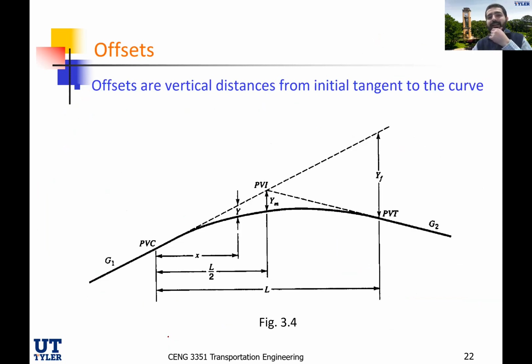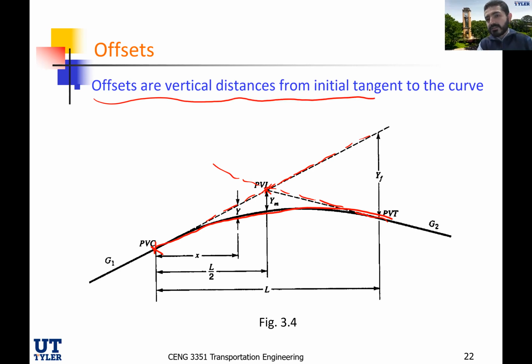All right. So one more aspect here is what we call offset. So back to this picture again. This is the beginning of the curvature at PVC, and I'm going uphill and I'm going downhill here. And this is the reality in the field. But then, like I told you, while I'm designing, I have an imaginary tangent to the first curvature and another imaginary tangent to the second curvature. And they meet at PVI. What do I mean by offsets? Offsets are the vertical distance, actually.